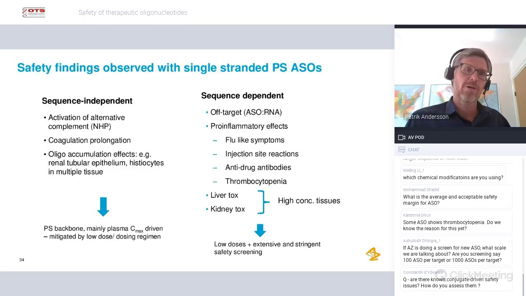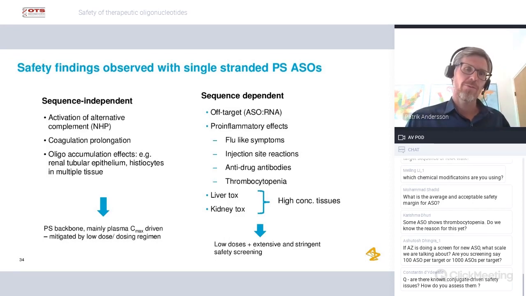We can also see prolongation of the coagulation time. And on histology slides, you can see signs of oligo accumulation, for example, in the renal tubular epithelium and histiocytes in multiple tissues. These accumulation effects are in most cases not associated with any degenerative changes and are regarded more as a kind of exposure effect rather than a toxicity.